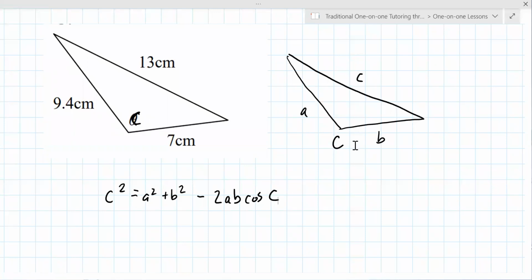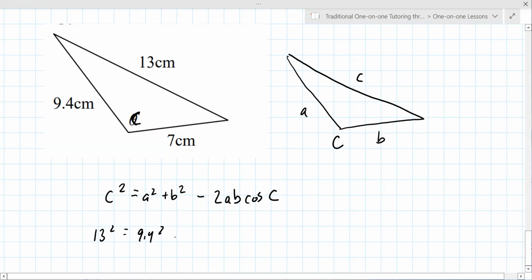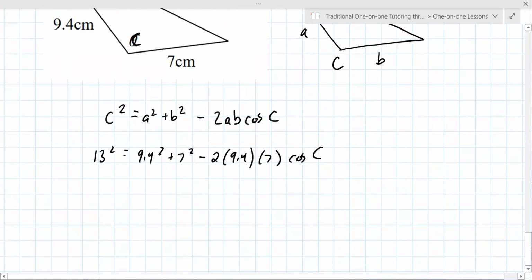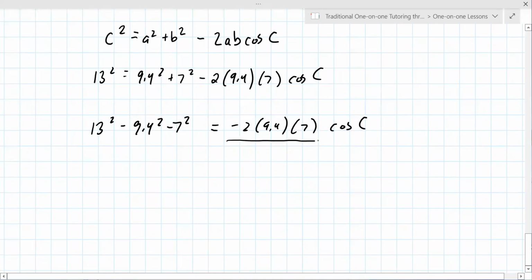We should then substitute in numbers. So that's 13 squared equals 9.4 squared plus 7 squared minus 2 times 9.4 times 7 cosine big C. This is the step where most mistakes are made, mostly from the calculator. You're subtracting that 9.4 squared, and then you're subtracting that 7 squared, equals -2 times 9.4 times 7. You can calculate here, and a lot of students do. I wait until the end, but you can absolutely calculate these along the way if you want. You're going to divide both sides by this -2 times 9.4 times 7.